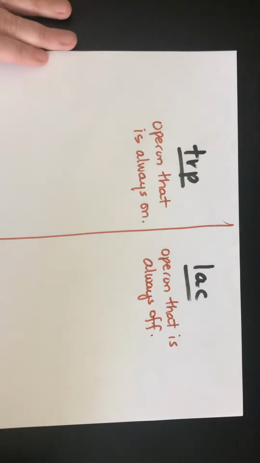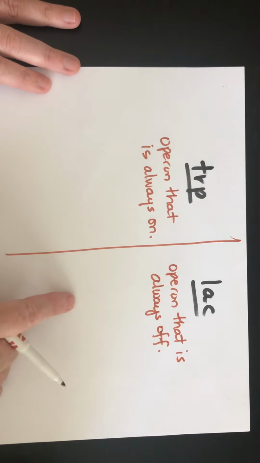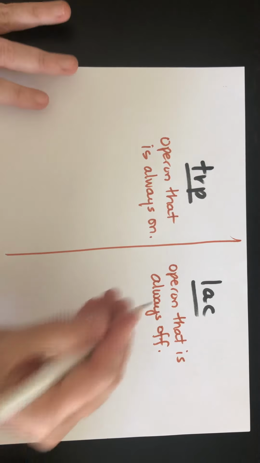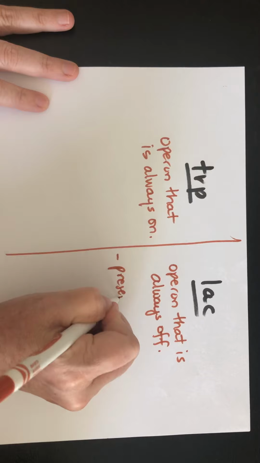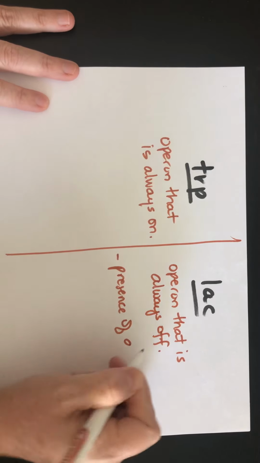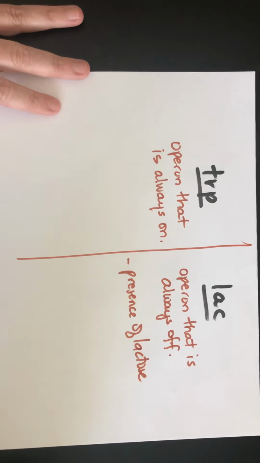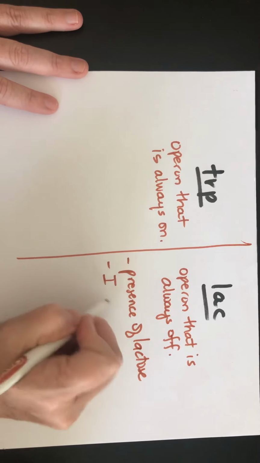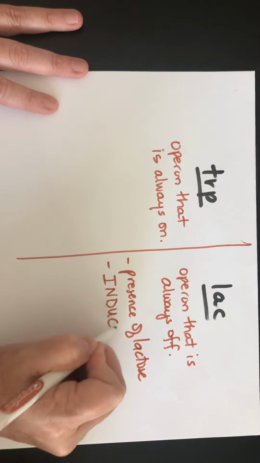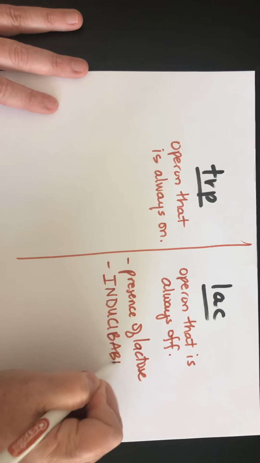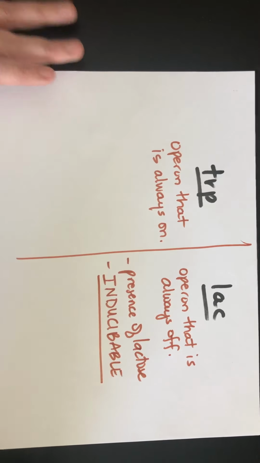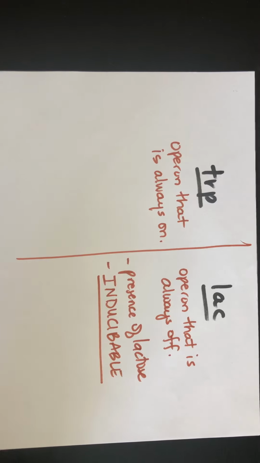Okay? So to turn our Lac Operon on, we have to have the presence of lactose or some form of lactose. Therefore, this operon is considered inducible. Okay, and that means we can make it turn on.